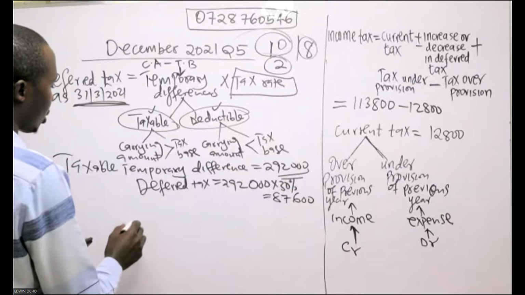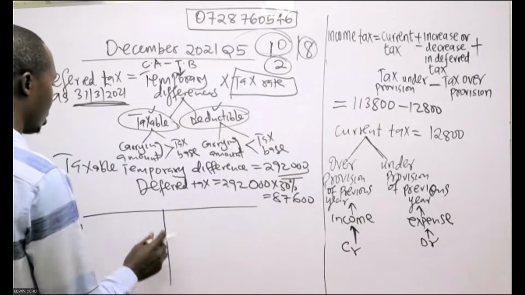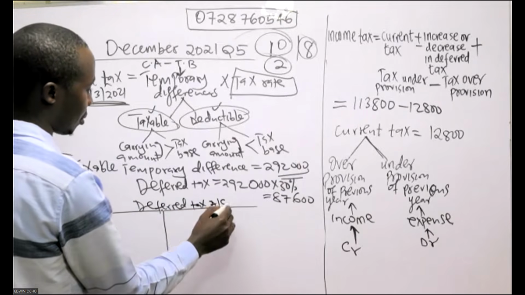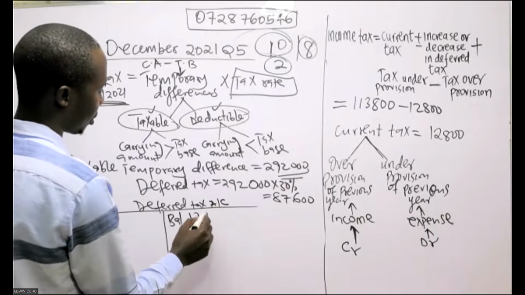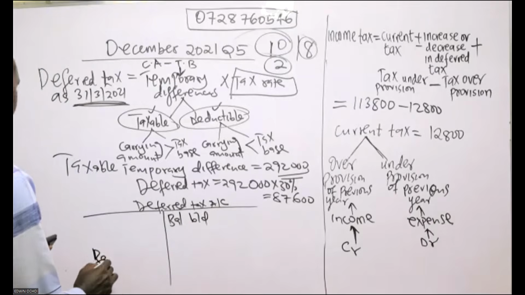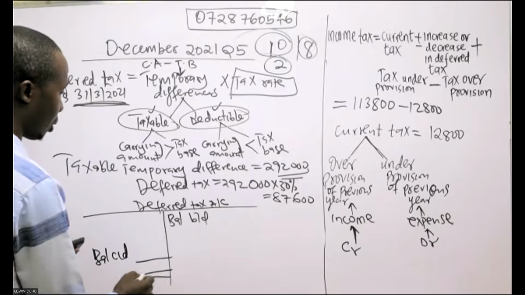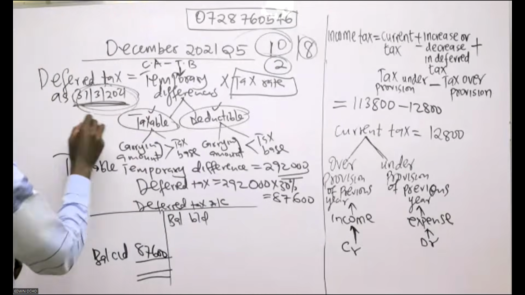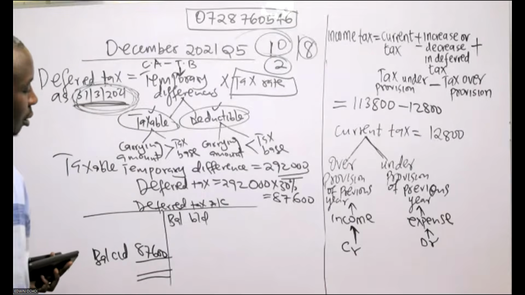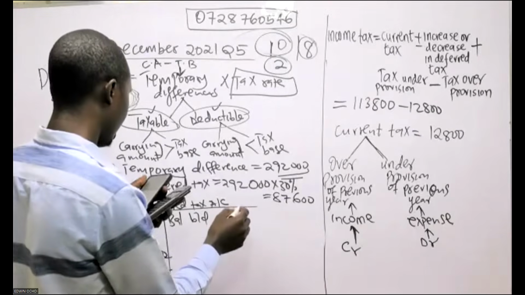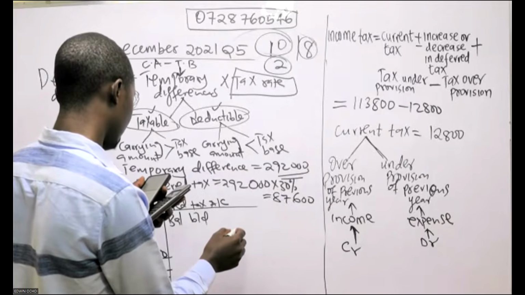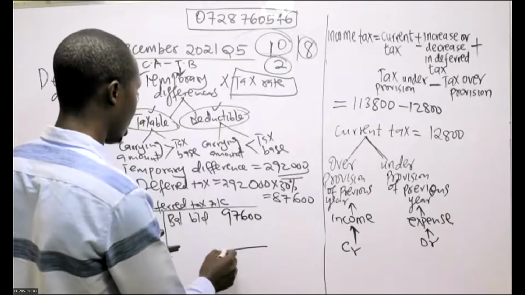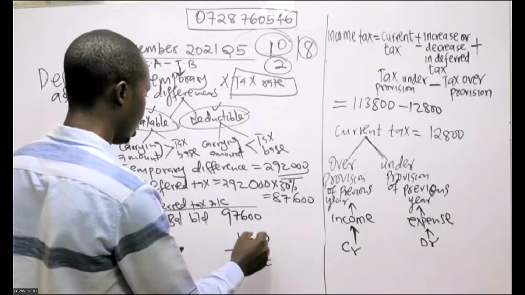Remember that I was looking for increase or decrease. You can decide to draw a T account, deferred tax account. Remember, you talk about balance brought down and balance carried down. So balance carried down is the one we have computed here, 87,600, as at 31st March 2021. Meaning that the balance brought down is under the trial balance, and that one is provided as 97,600. So meaning that there is a reduction by 10,000.